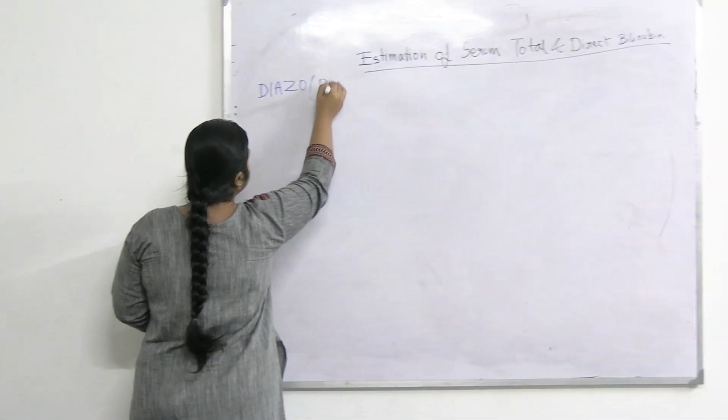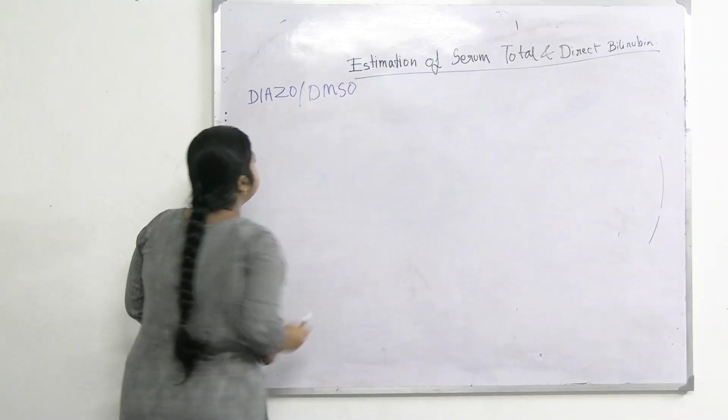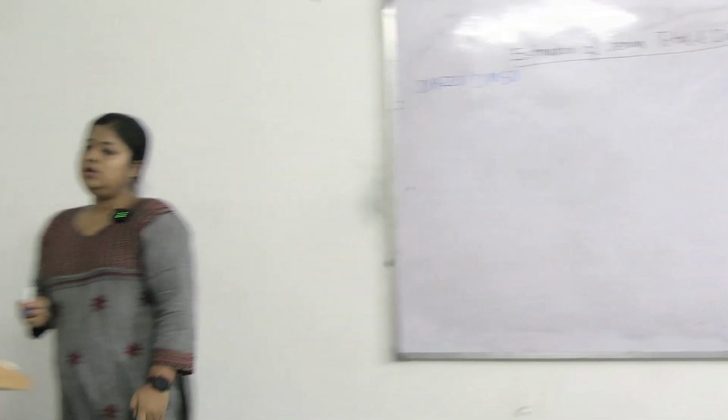Diazo method or DMSO method. So first, for this practical writing manual, you have to write the heading and then a brief introduction regarding bilirubin. What is bilirubin? What is the role of bilirubin? Bilirubin is the end product of heme metabolism. It is a bile pigment. It helps in formation of bile and helps in fat digestion and absorption. Okay. Next comes the method, Diazo or DMSO method.